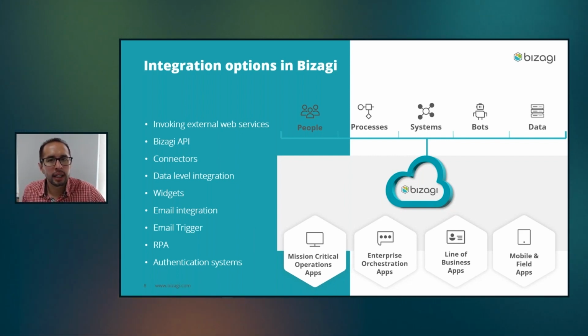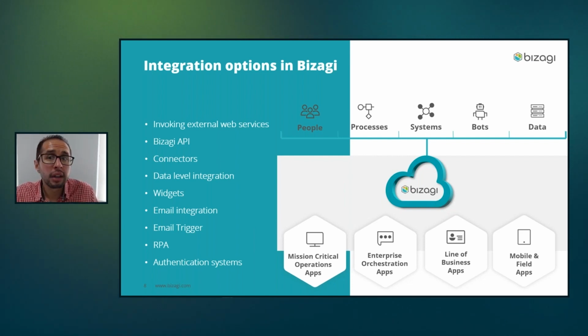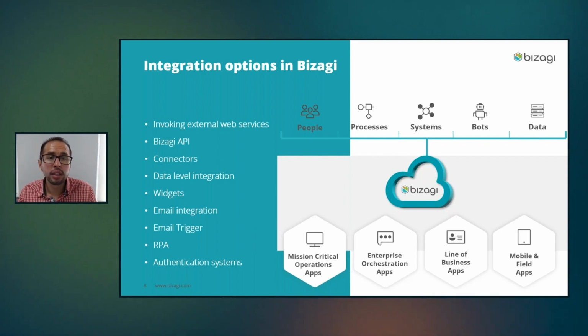Then we have our approach with RPA that I'm going to talk a little bit more about in a few slides. And finally, we have integrations with multiple authentication systems. So according to the way on how your organization works, you will be able to integrate with different Active Directories or different authentication systems. It doesn't matter if it is Okta or something that uses SAML, any authentication system will be available for you.